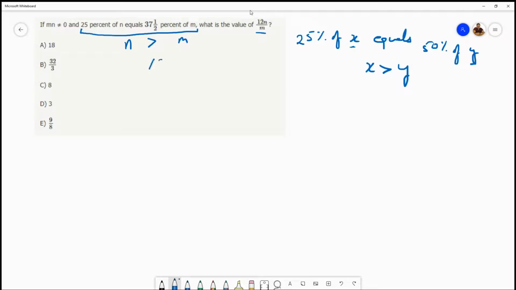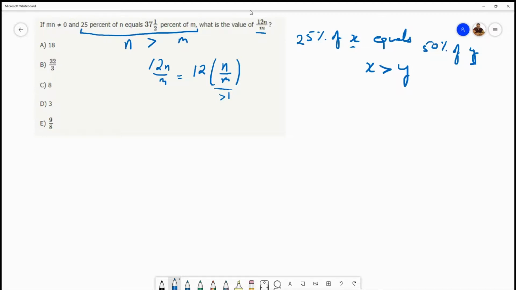Now, 12n over m, I can write as 12 times n by m. What I've done here is I've taken the n and m separately since I have at least some relationship between them established. I know that n is more than m, which tells me that in this expression here, within the brackets, the numerator is more than the denominator. So what does that tell me about the expression within the brackets? If the numerator is greater than the denominator, I can understand that the expression within the brackets would be more than 1.